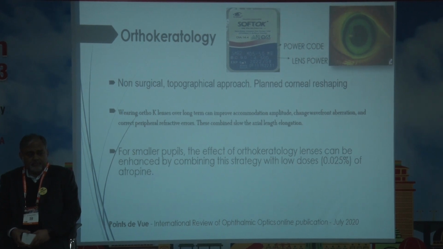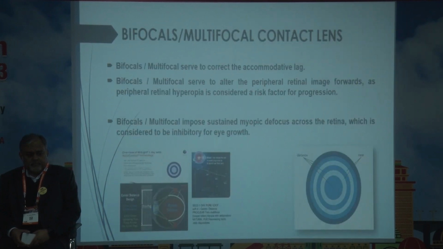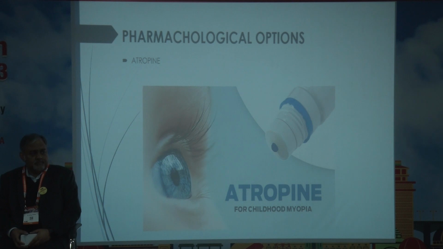When you combine ortho-K lenses with low-dose atropine, they say there is an improvement. This is what was published in July 2020. We have bifocal and multifocal contact lenses, which serve to correct the accommodative lag. They impose sustained myopic defocus, which is considered to be inhibitory for eye growth. And of course, our atropine drops, which people are using left and right, 0.01% at bedtime.